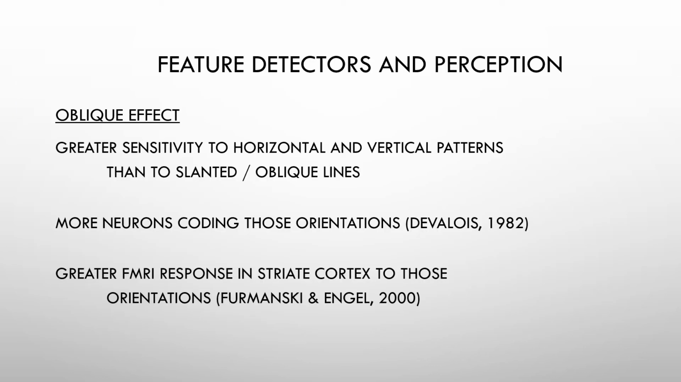Other evidence that we have for feature detectors affecting perception is the oblique effect itself. We see this entire pattern of results where, one, we have greater sensitivity to horizontal and vertical patterns. We can get the contrast threshold lower and lower for horizontal and vertical bars than for oblique bars. We have more neurons coding those orientations, and we see a greater fMRI response in the striate cortex to those orientations. So we are seeing the response of the feature detectors themselves, and that playing out in perceptual sensitivity.